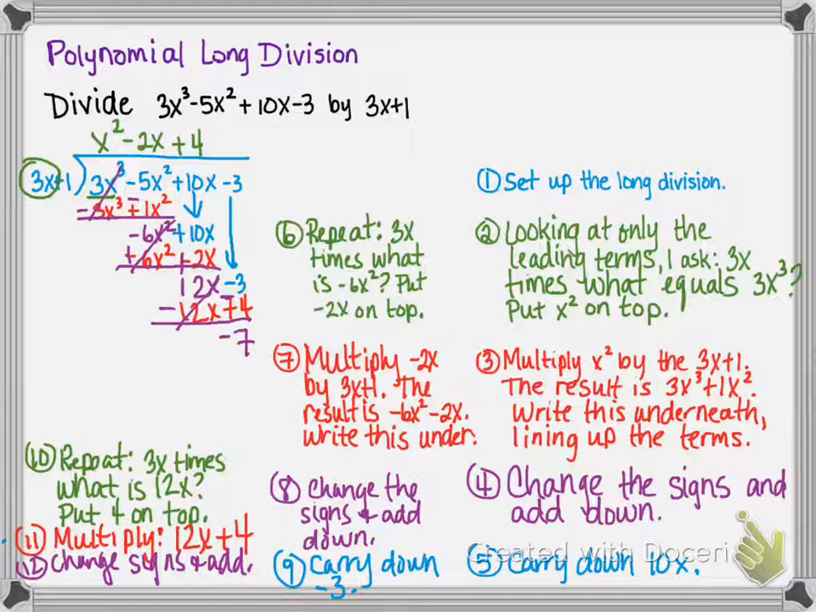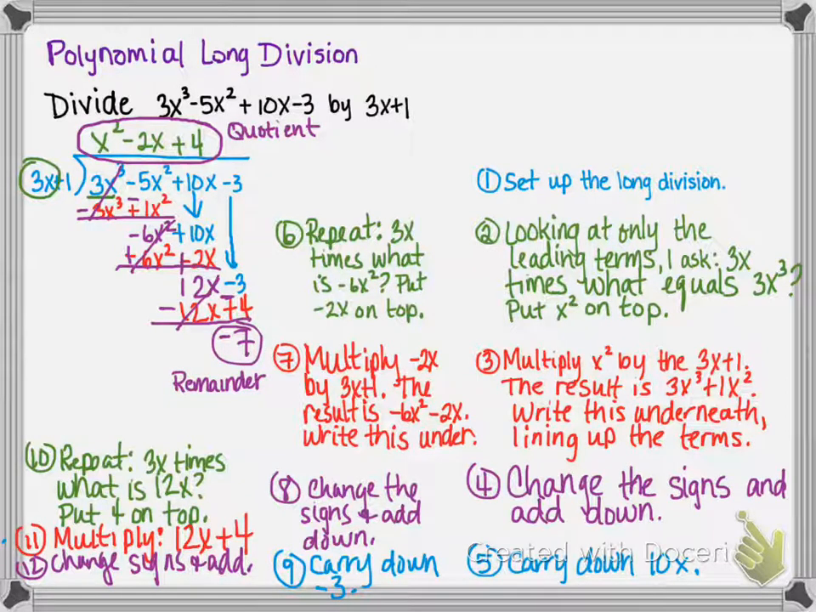Okay, can't bring anything more down. 3x does not go into negative 7. So our answer, our quotient, is x squared minus 2x plus 4. And the negative 7 is our remainder.